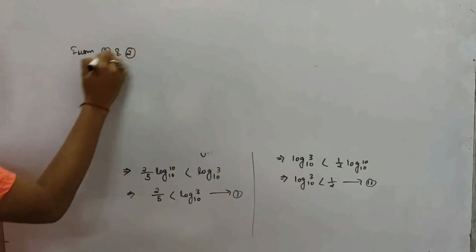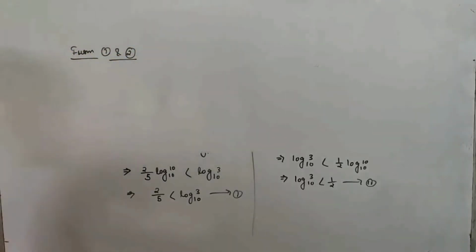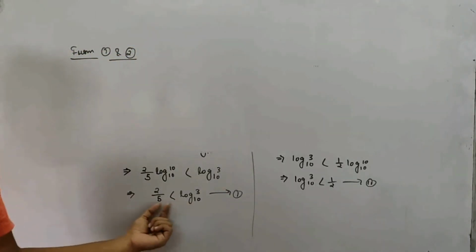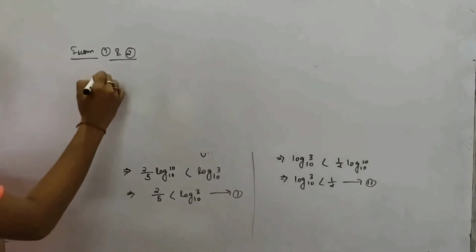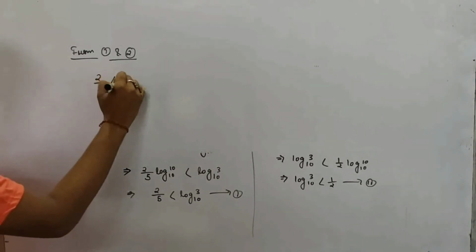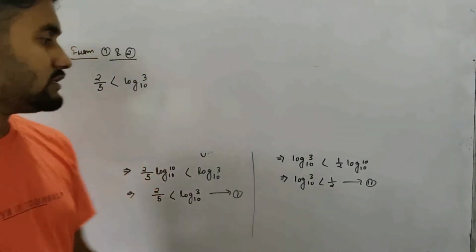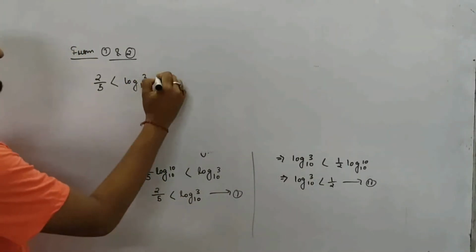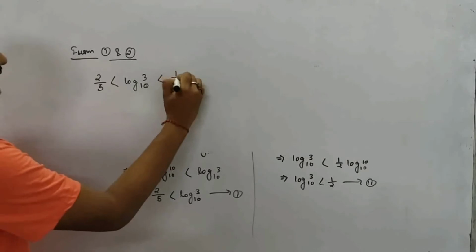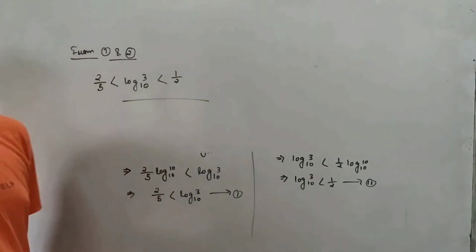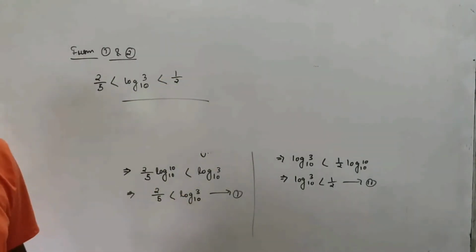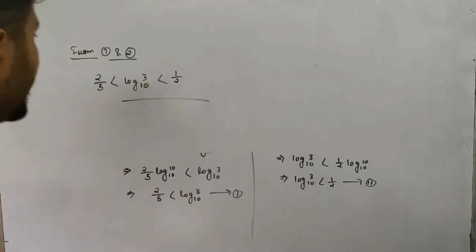From 1 and 2 what will I write? See, logarithm is greater than this. That means 2 by 5 is what? Less than log of 3 base 10. And log of 3 base 10 is what? Less than this. So this is the answer. Simple but in a different way. Okay. So let us do one more question, then you will get the idea.